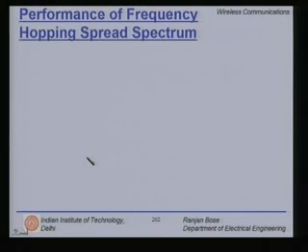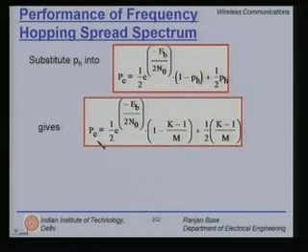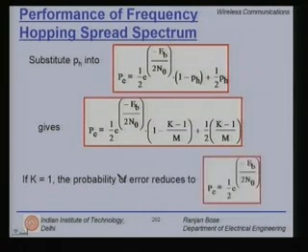Performance of frequency hopping spread spectrum. If you substitute PH into this equation, it gives the probability of error as the following expression. Some basic mathematics: if K is equal to 1, that is, we have only one user, the probability of error reduces simply to the BFSK, binary FSK scenario.